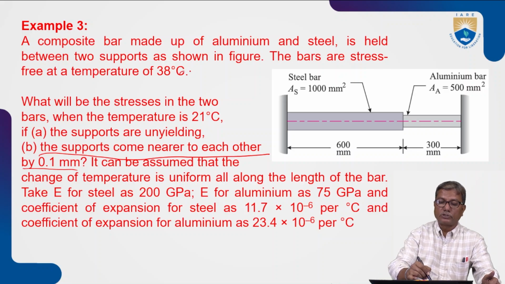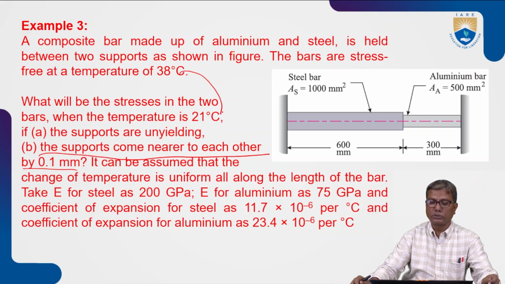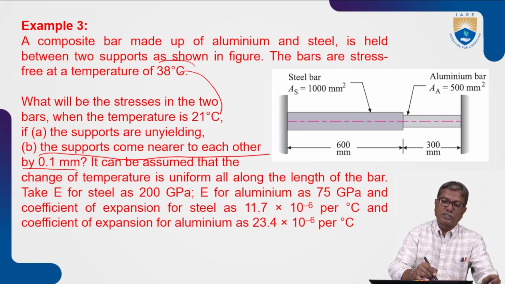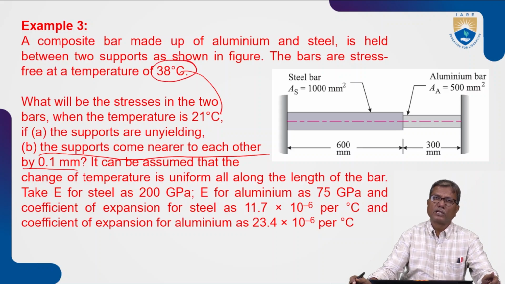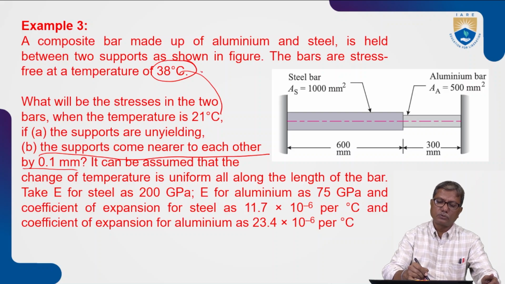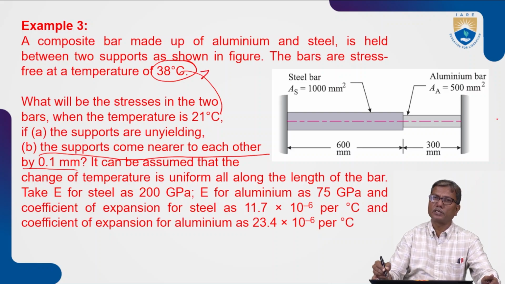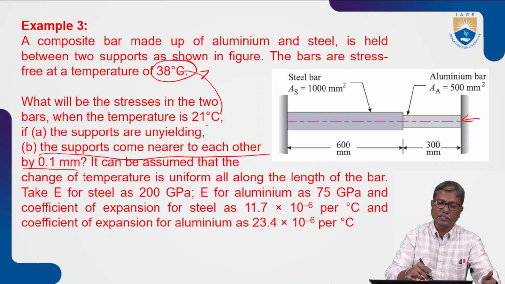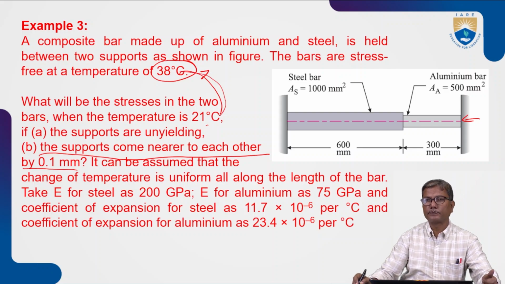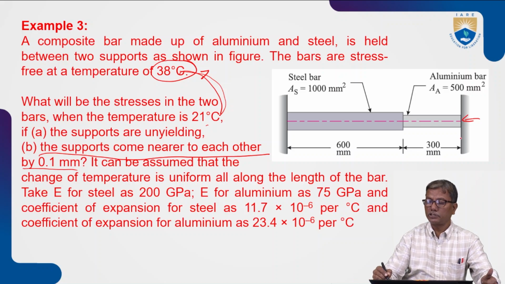So the temperature is reduced. At 38 degrees centigrade, it is stress-free. When the temperature rises above 38, it will be subjected to expansion and the bar will be under compressive stress because the expansion is prevented. But here, contraction is prevented because the temperature is less than 38. So the bar is subjected to contraction, which is prevented by the supports, and hence the bar will be under tension.